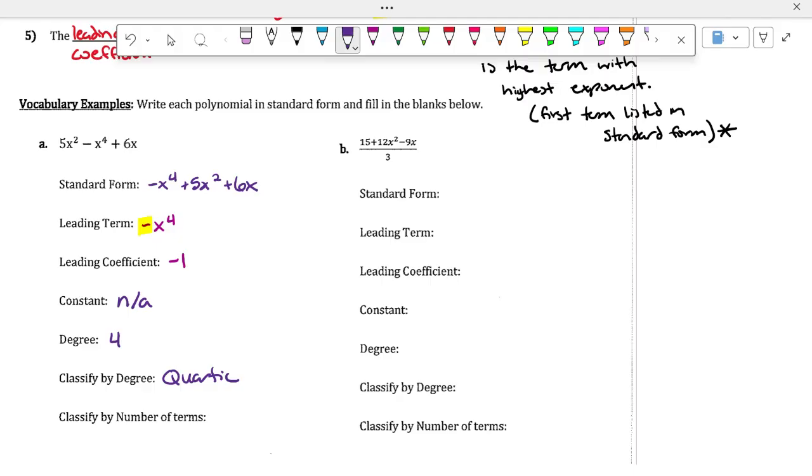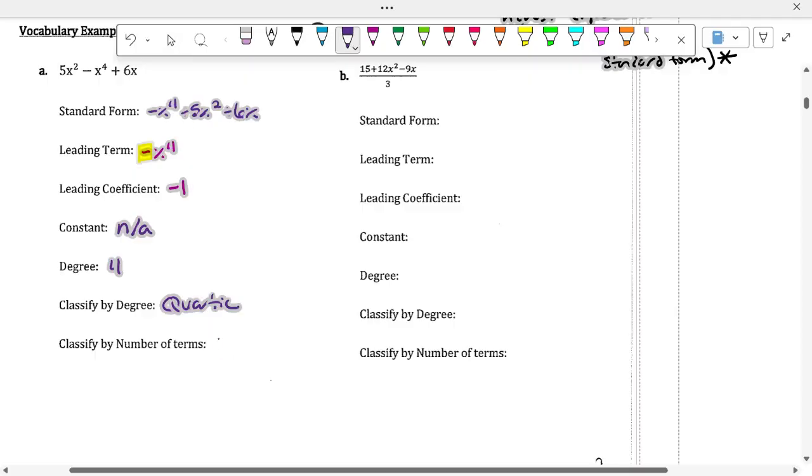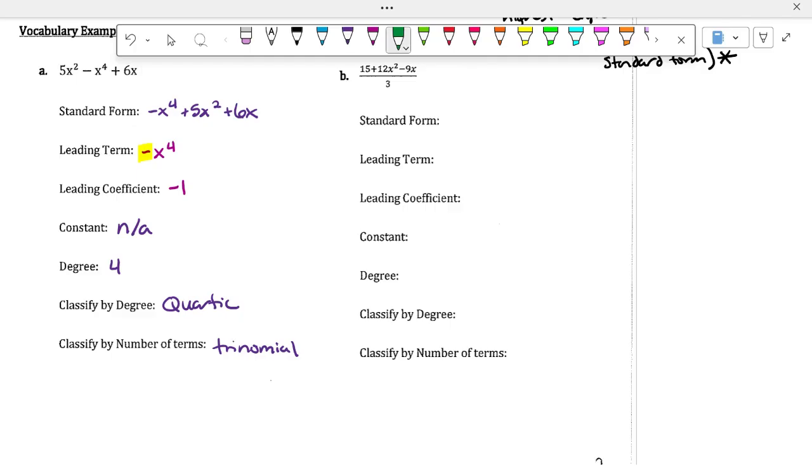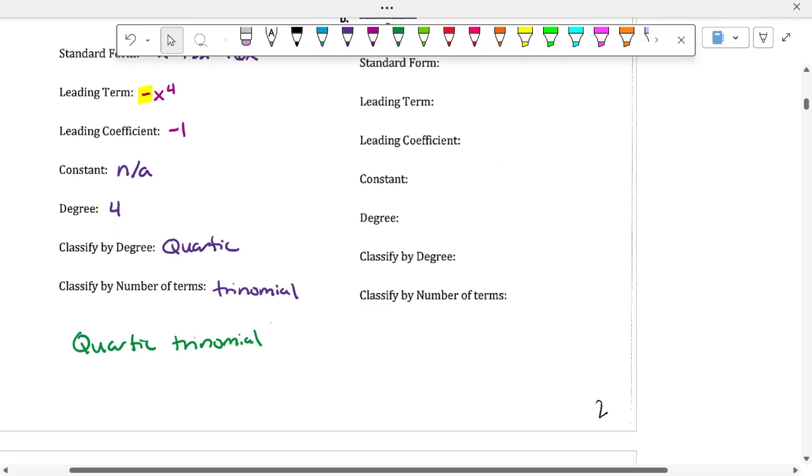Now, if I classify it by the number of terms, so that's monomial, binomial, trinomial, polynomial, what would this be called? A trinomial. So typically, when you name a polynomial, you name it by the degree and the number of terms. So together, this would be a quartic trinomial. That's how you would name it. Quartic trinomial.